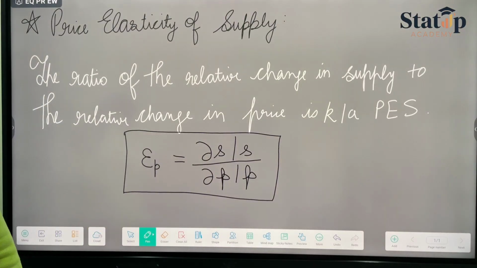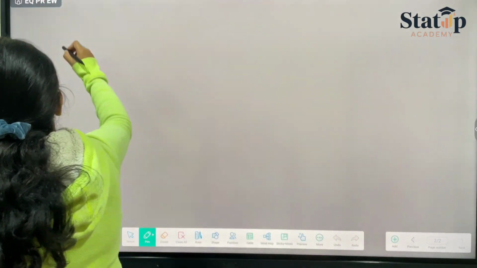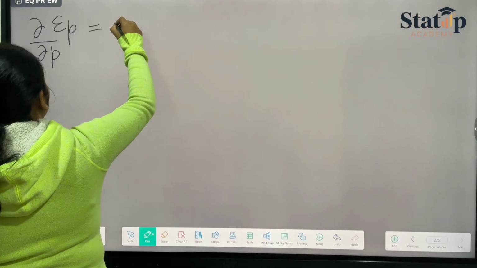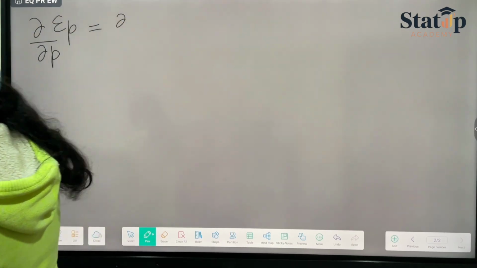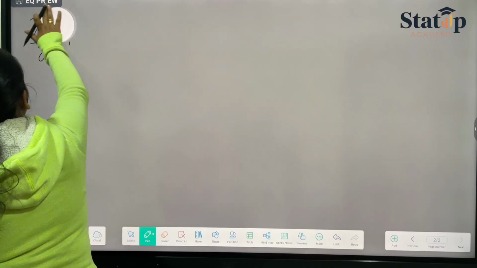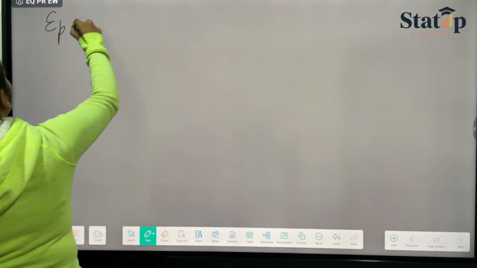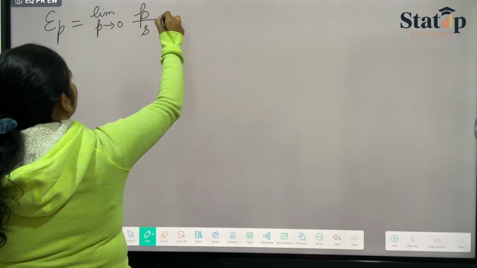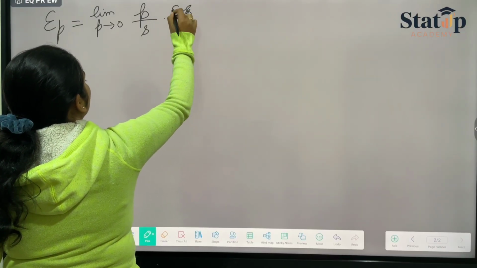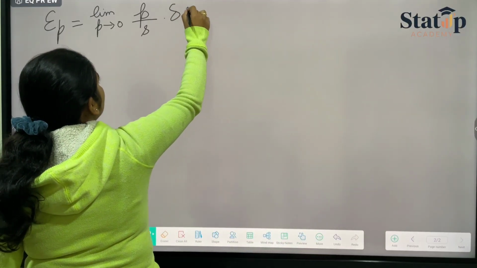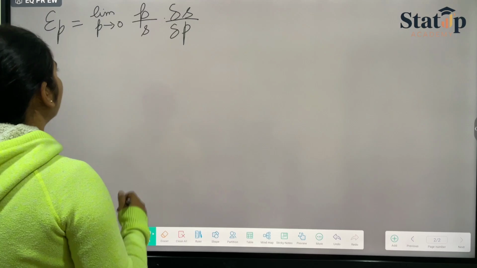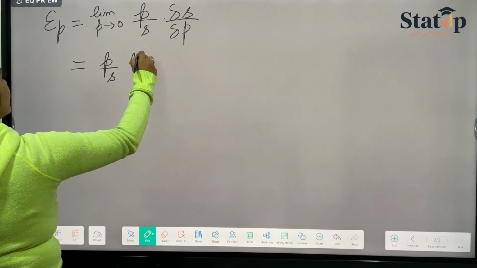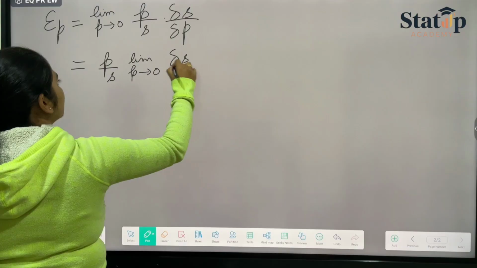Now on further derivation, we can write it as epsilon p. If we differentiate it with respect to p, or rather take the limit of delta p going to 0, where it is p upon s times delta s upon delta p. If we take this limit, we will be getting p upon s, limit delta p goes to 0, delta s upon delta p.